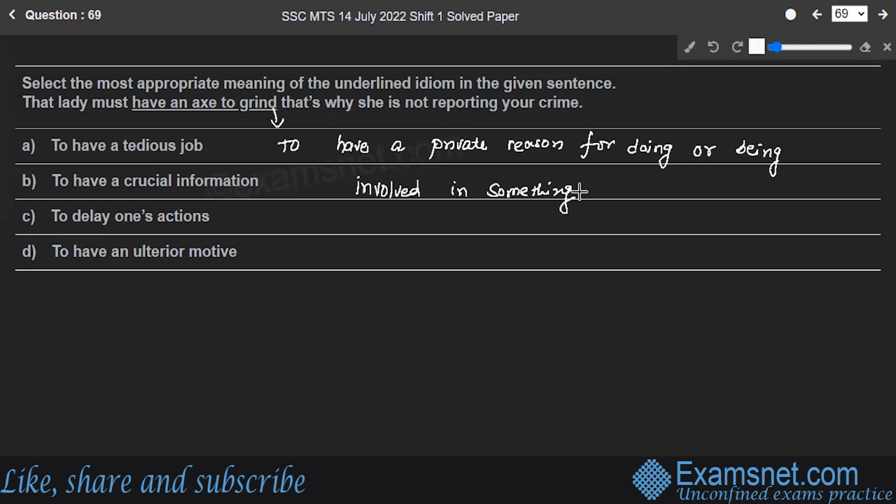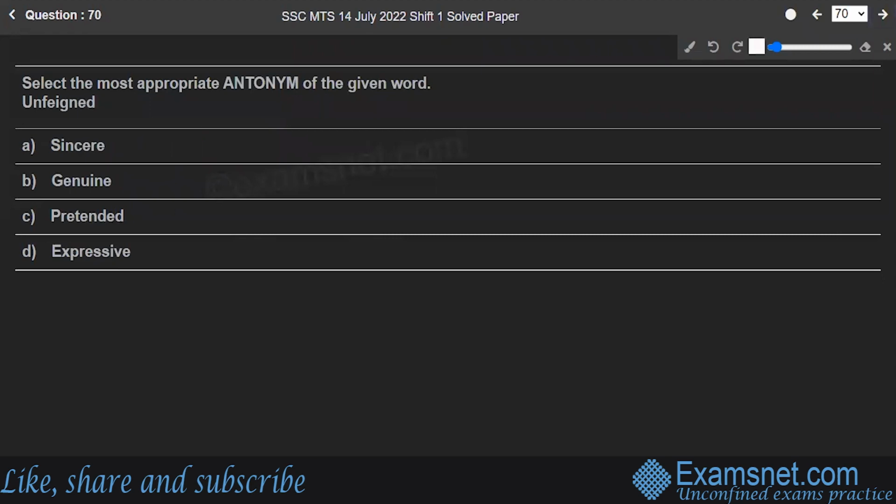For example, environmentalists have no political axe to grind, they just want to save the planet. Right. So it is clear that the most appropriate meaning of the given idiom, have an axe to grind, is to have an ulterior motive. Option D is the correct answer to the question. Hope you're clear. Next is question number 70.